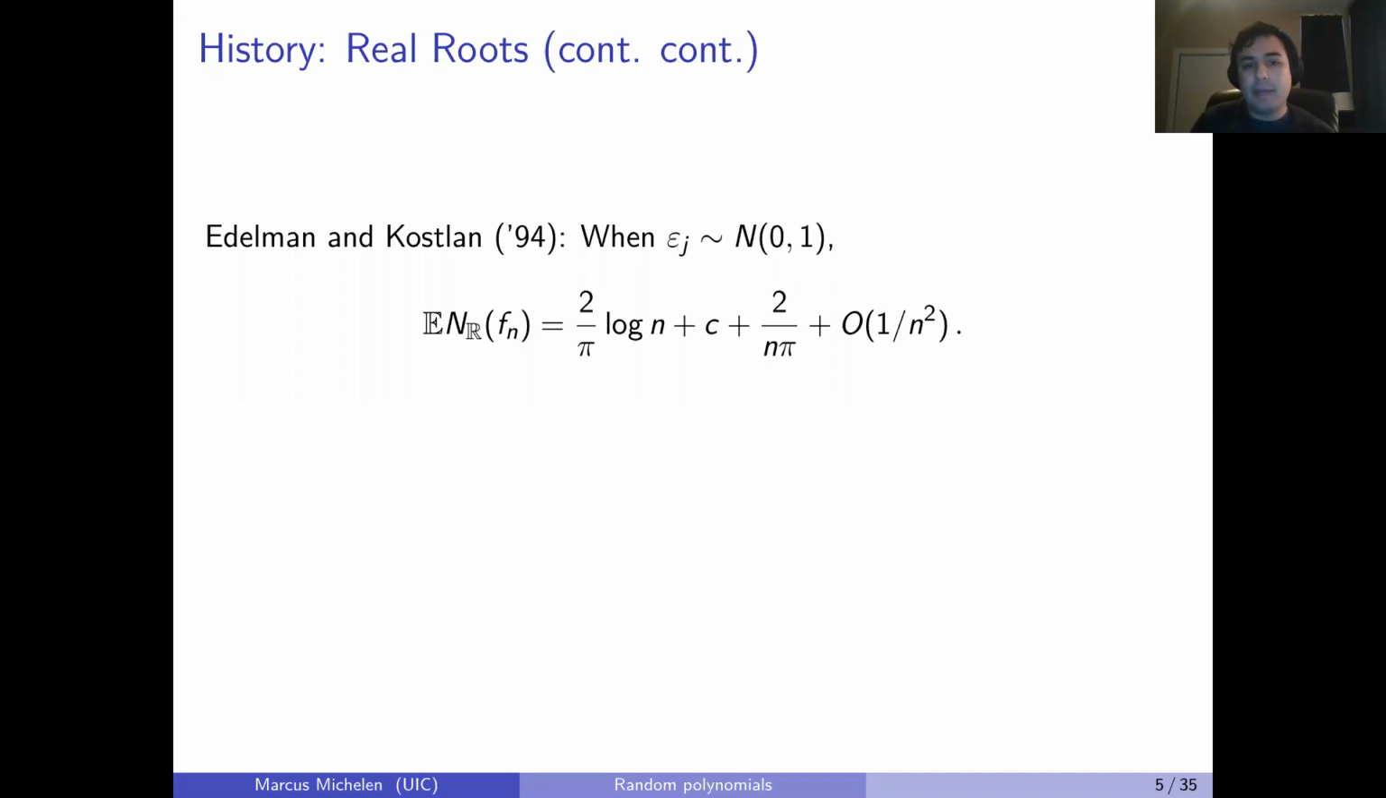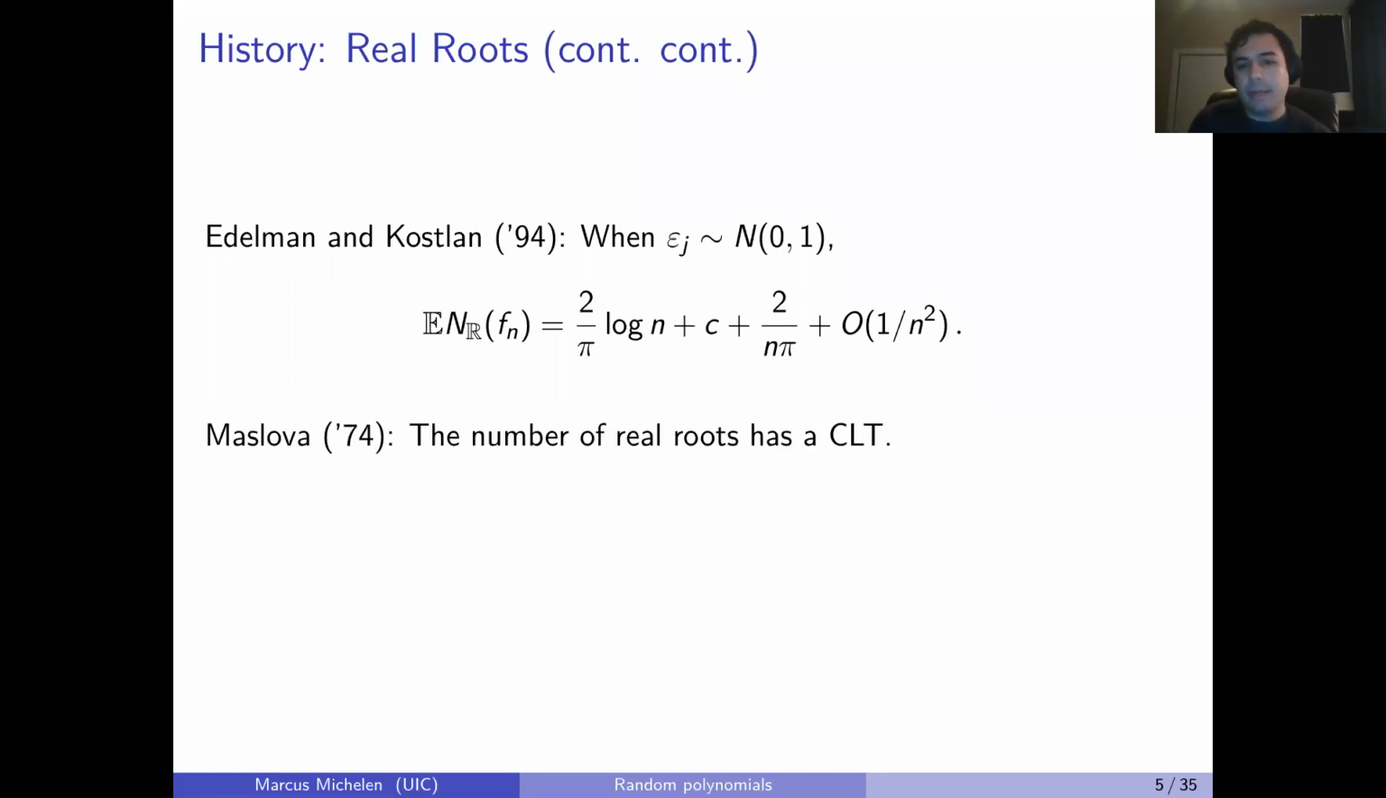So Ibragimov and Maslova aside, Edelman and Kostlan, in the case of Gaussian coefficients, in a really lovely paper, computed higher order terms of this expected value. They took a totally different approach from the Kac approach, and they do something very geometric. So they're able to show that you have a log as your first term, and then your next term is a constant, and then you decrease in powers of n for the next few terms.